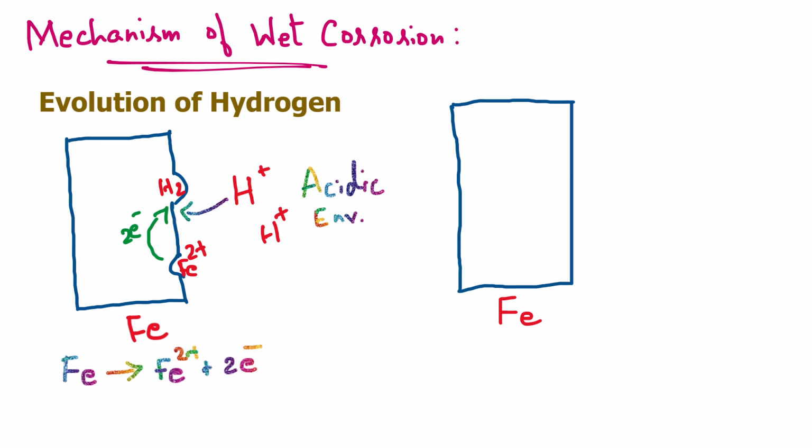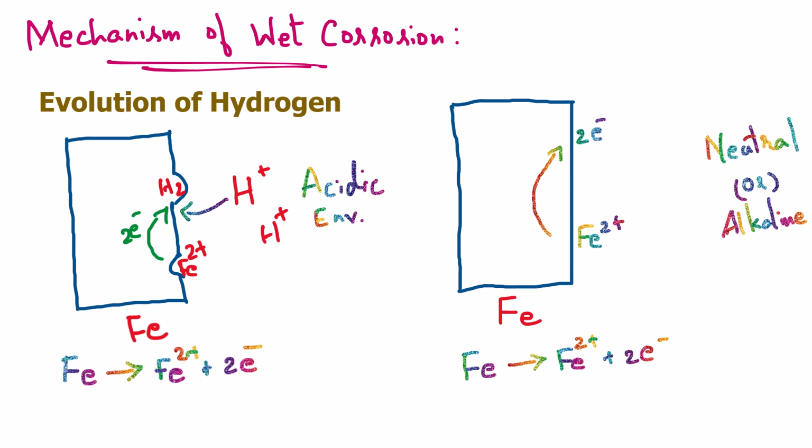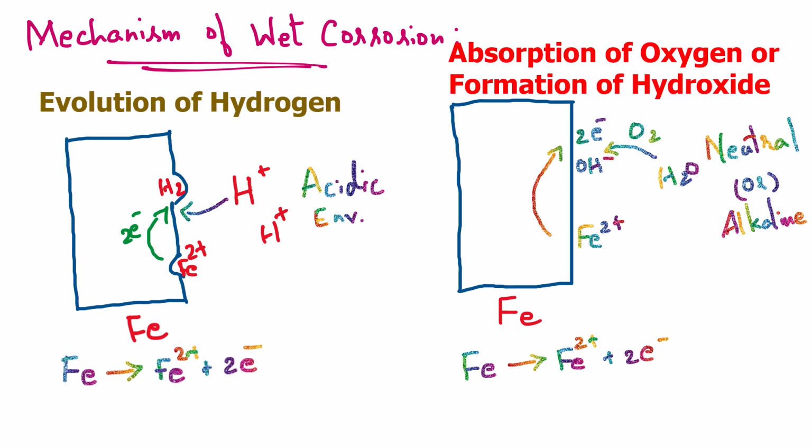Consider the metal iron, which undergoes oxidation to form Fe2+ and releases the electron. Now the environment is neutral or alkaline. Consider for example neutral water. Water takes up the electron in the presence of oxygen and hydroxide ion is produced. Here either you can consider oxygen is absorbed or you can consider the formation of hydroxide ion, and hence this type of cathodic reaction is given as absorption of oxygen or formation of hydroxide.